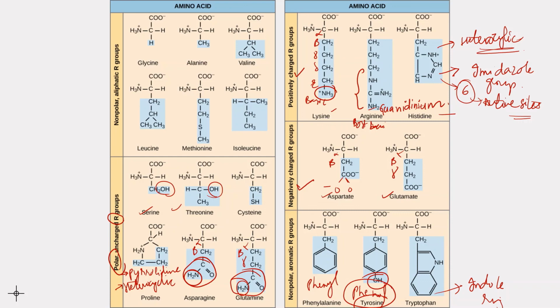This indole ring is also heterocyclic. So in total we have three heterocyclic rings: one is the indole ring, the imidazole ring, and the pyrrolidine, which is in proline.